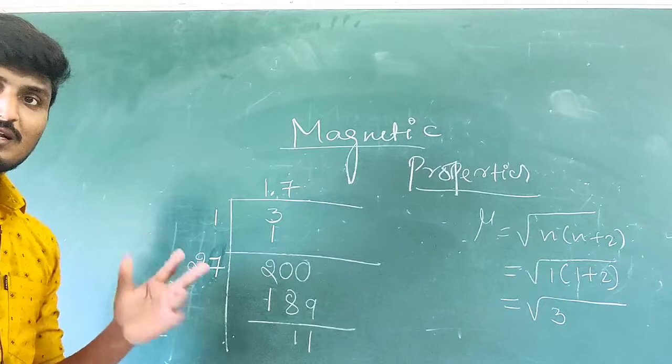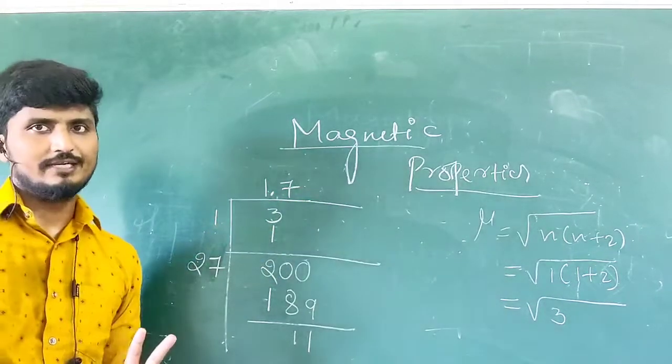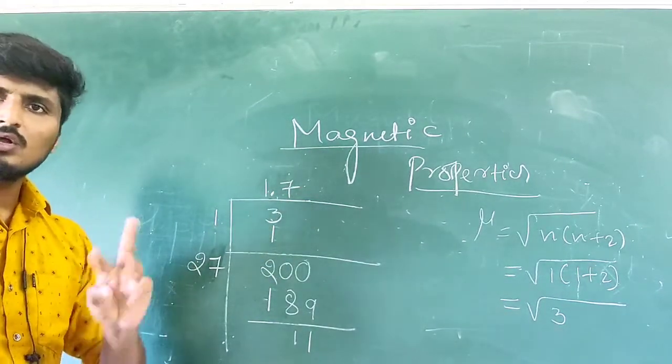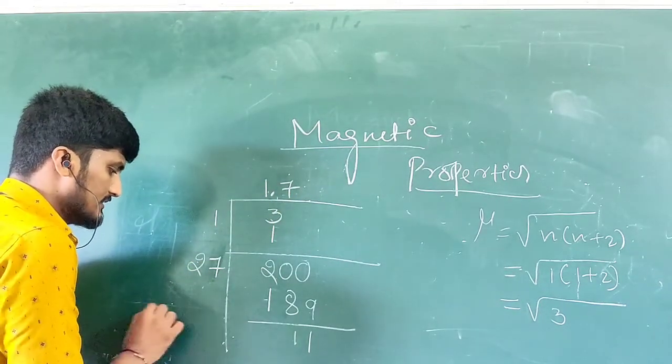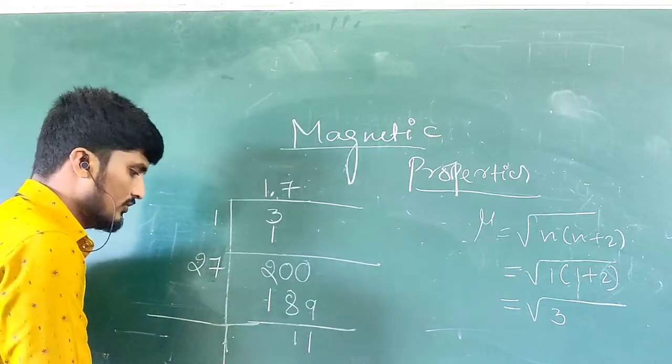Okay children. So now, after the decimal point, at least 2 digits you need. Clear? 2 or 3 digits you can go. 2 digits I will take. So 1.7 I got. So now next step, if you want to move forward, the same step you are going to apply.